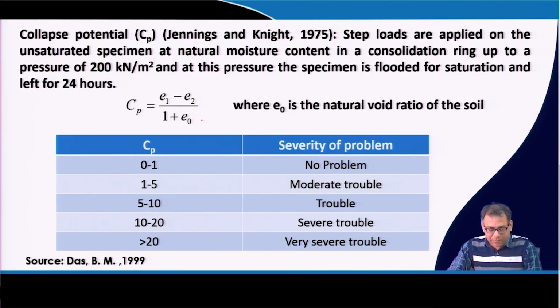Now, if this collapse potential is 0 to 1, then it is okay, no problem. Then 1 to 5 there is a moderate risk or trouble, then 5 to 10 it is trouble, 10 to 20 it is severe trouble, and greater than 20 it is very severe trouble. So, depending upon this collapse potential, when you do the consolidation test, if we find that this collapse potential is very high or within the risk zone, then we have to take care for this type of soil when you construct the foundation over it.